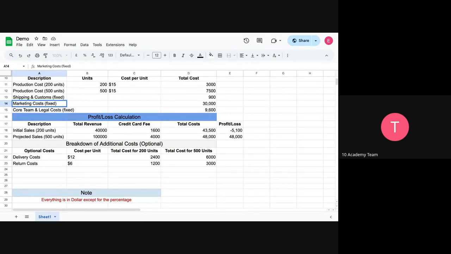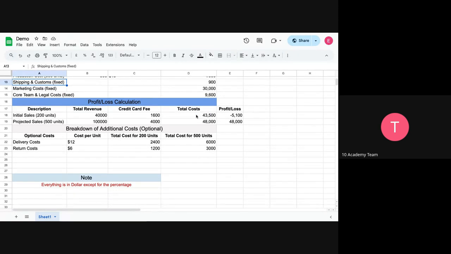If there's anything unclear, you can also ask it over here. So these three terms are fixed and it's given over here. So we are going to calculate the profit loss. First, we will calculate the total costs, and then we are going to calculate the profit or loss for each unit.